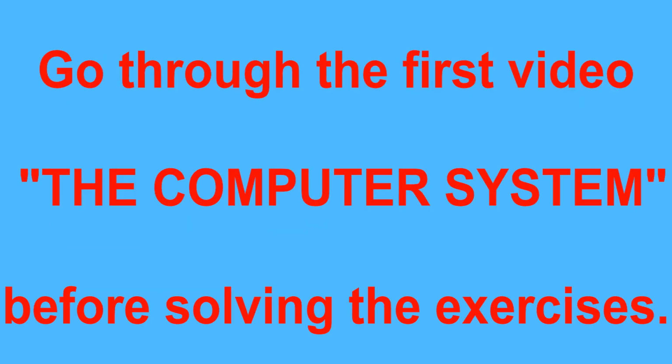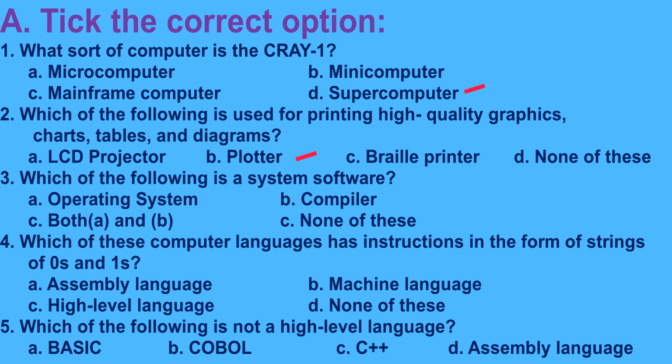Now let's move on to exercises. Let's begin with tick the correct option. First question is, which of the following is a system software? Option A, operating system. Option B, compiler. Option C, both A and B. Option D, none of this. And the right option is option C, both A and B.